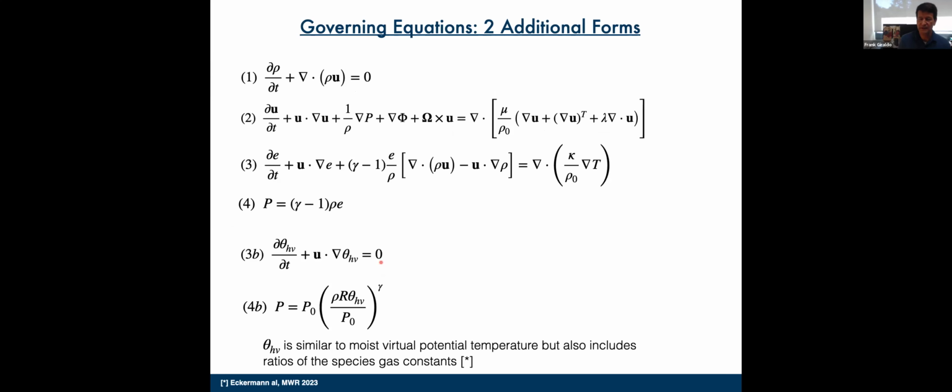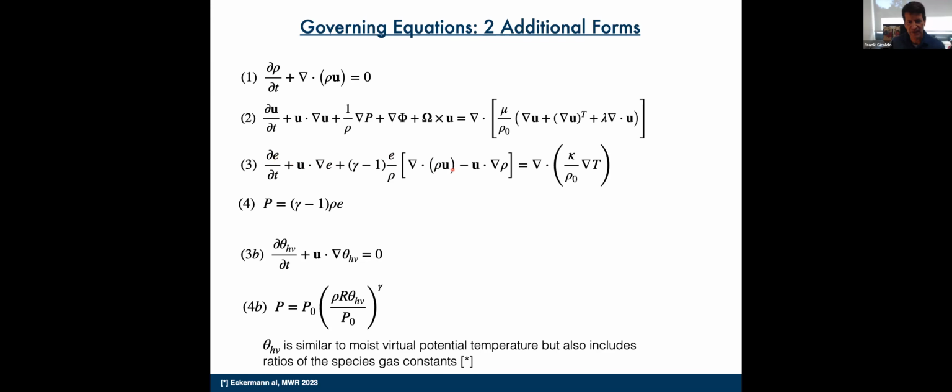We also have, in the work that I'll present today on space weather, 2 other equation sets that we use to simulate space weather. And so this is another one, right? The same conservation of mass equation. Now the momentum is not in conservative form. And then we have here, little e is internal energy. So that's another form that we have.